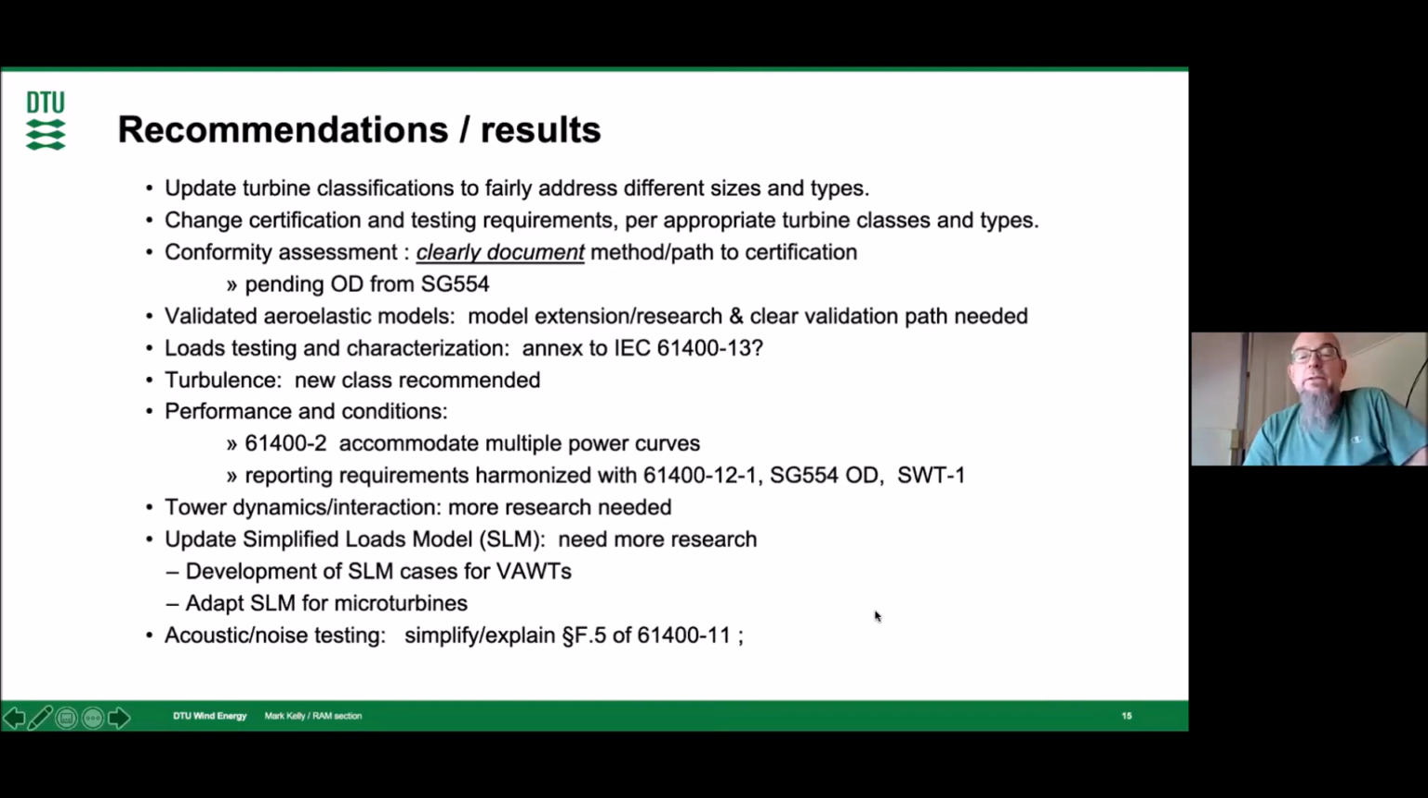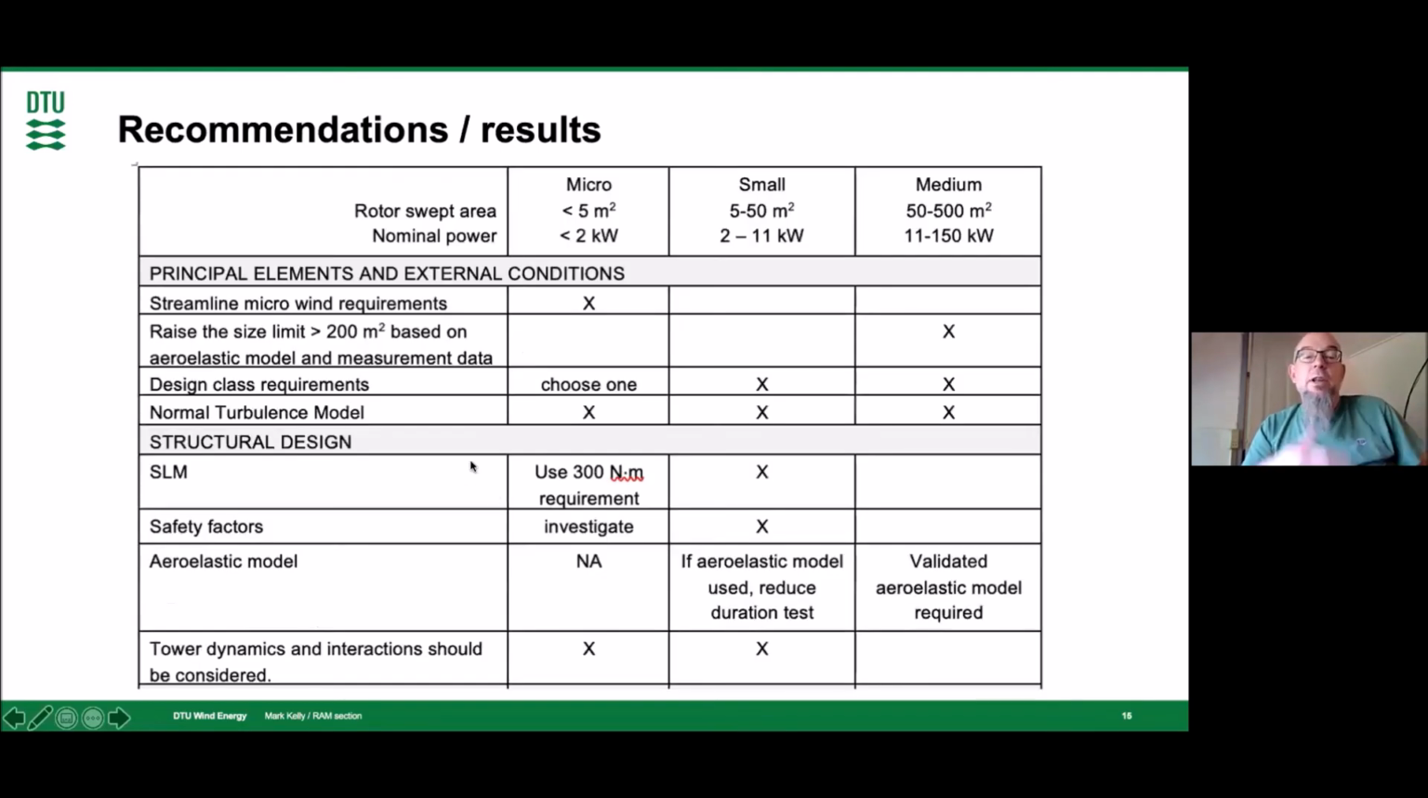noise thing that exists. Along the lines of recommendations and results, as it can be seen in the report, because I think I'm going over time, we've divided up into tentatively different categories. So the two on the left, we're especially interested in here, micro and small, with vague borders on rotor swept area and nominal power, and people can of course debate these.